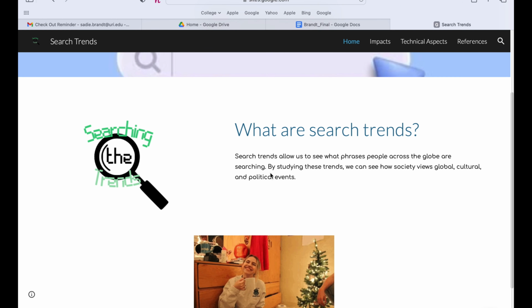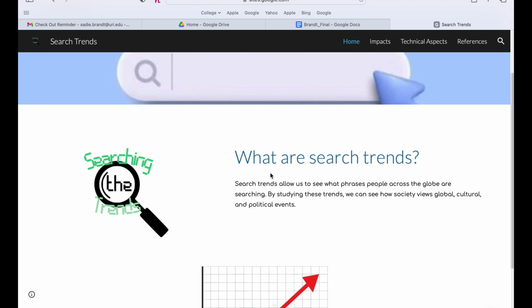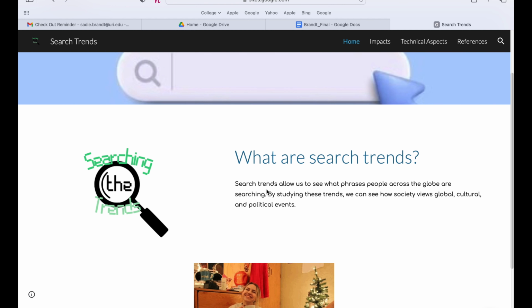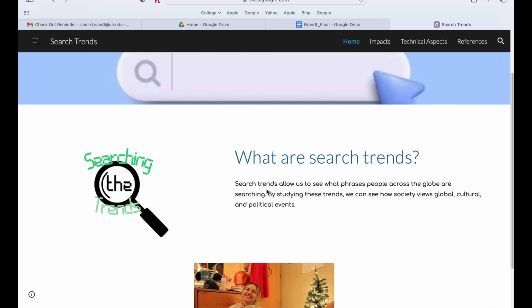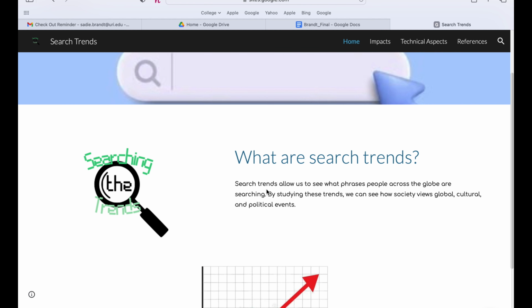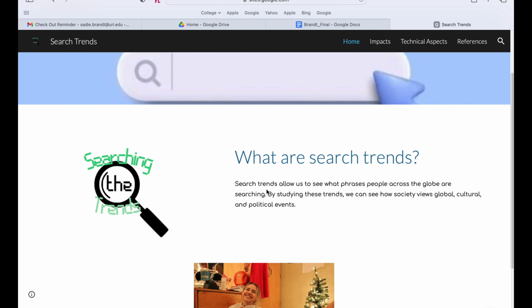Going through each question, A through F. A, what are search trends? I didn't put the letter here. Search trends allow us to see what phrases people across the globe are searching. You can see the popularity of certain terms across a day, a year, since Google's founding. And that can help you see the popularity of terms in modern day.